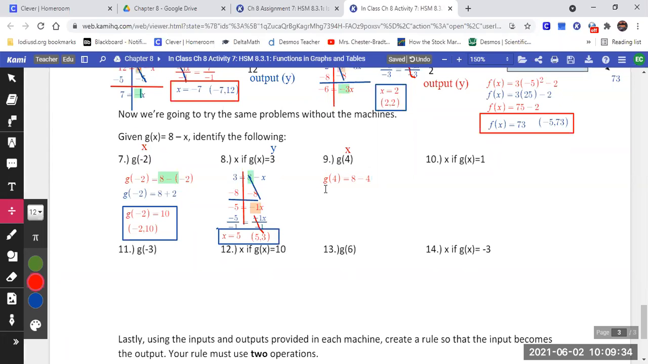So if we do the math, what do we get? My function at 4 would be equal to how much? Also 4. So I'm done with that piece of it. I now need the ordered pair. How would I write its ordered pair? So don't overthink them.